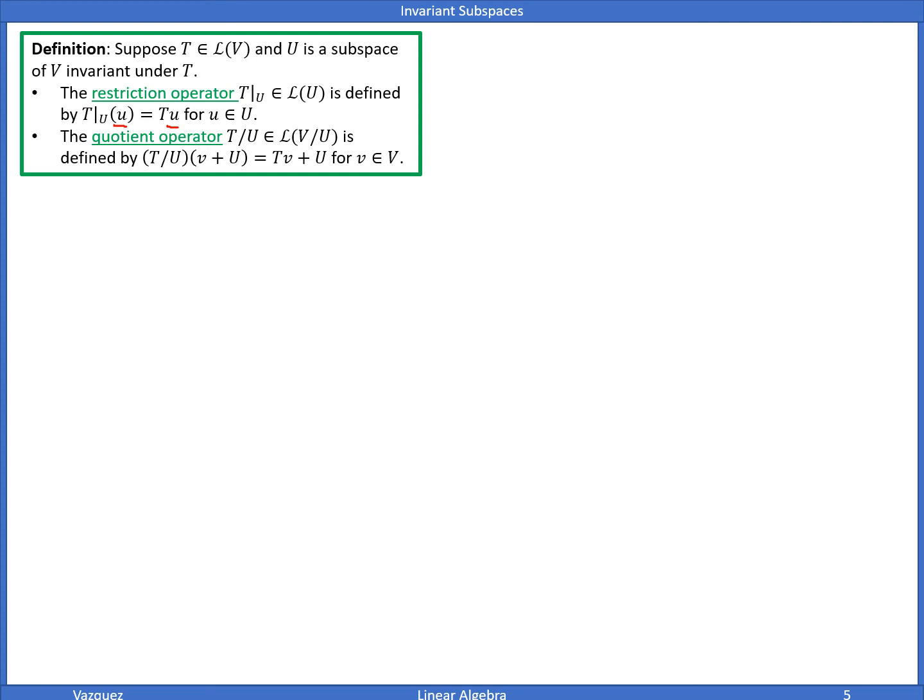So we have the quotient map here, which is an operator. Again, we're restricting the space now. The quotient space is V over U, which is defined like this. And again, if you remember affine subsets and how we define quotient spaces, this definition should make sense. So the quotient map maps v plus u to tv plus u for every v in our vector space V.